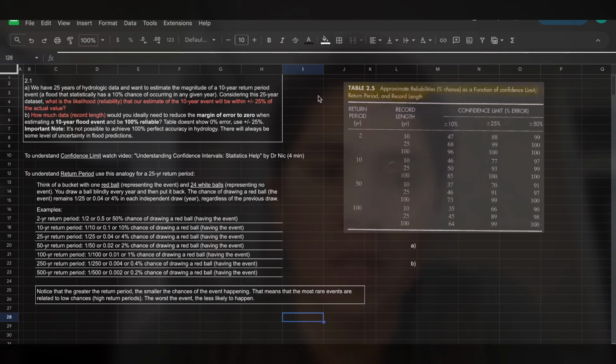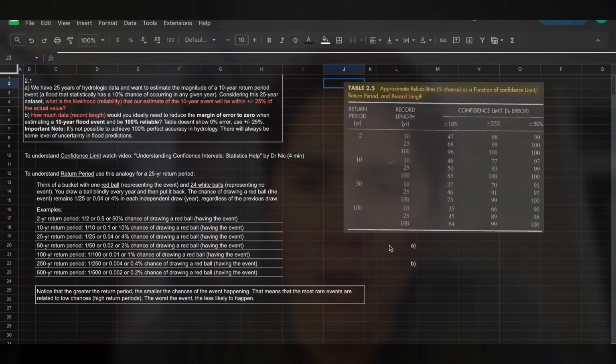An important note: it's not possible to achieve 100% perfect accuracy in hydrology. There will always be some level of uncertainty in flood predictions. In engineering, we are used to getting actual numbers, but in hydrology, all we can do is get close, and there is always going to be some error in our calculations. To solve this problem, all we need to do is use Table 2.5 offered in the book.